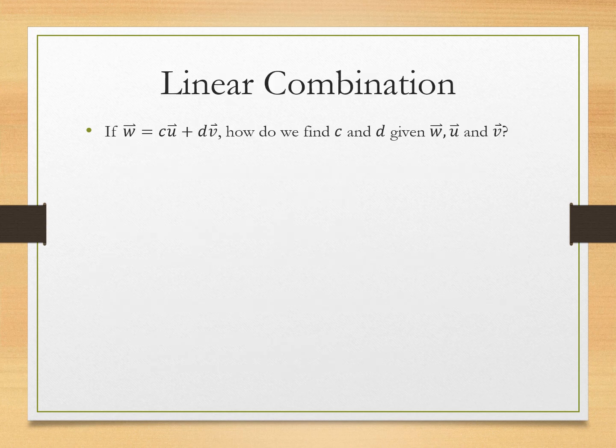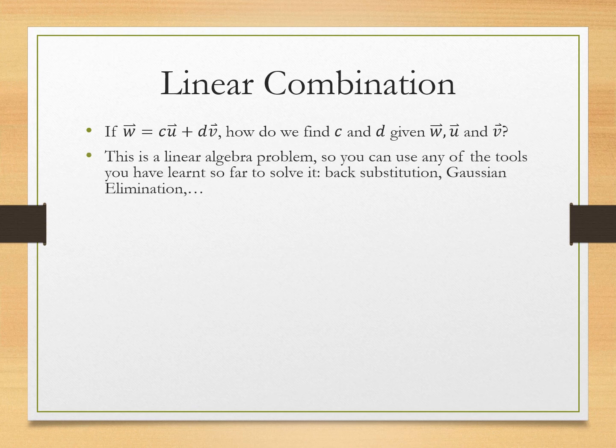How do you find C and D, like W equals CU plus DV? How do you find the two numbers that you have to multiply to the vectors? Well, this is a linear algebra problem. You can use any tools that you have learned to solve it, like back substitution or Gaussian elimination.